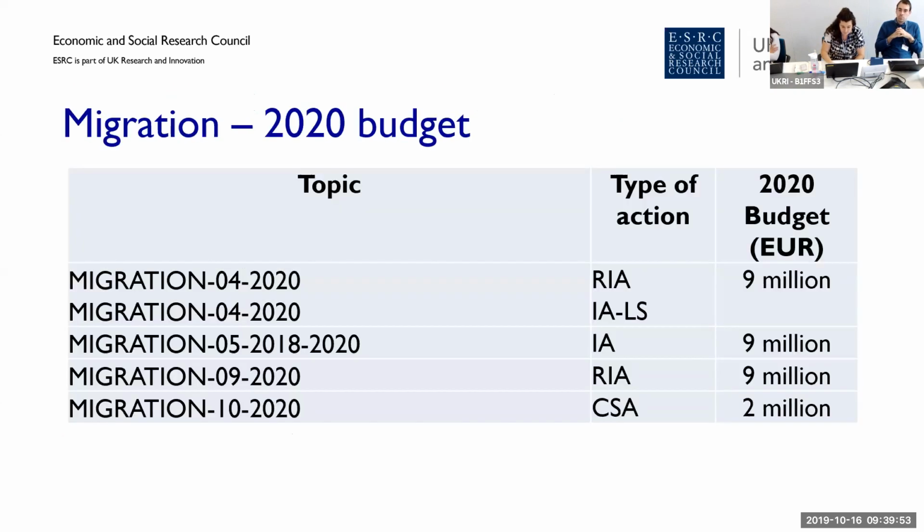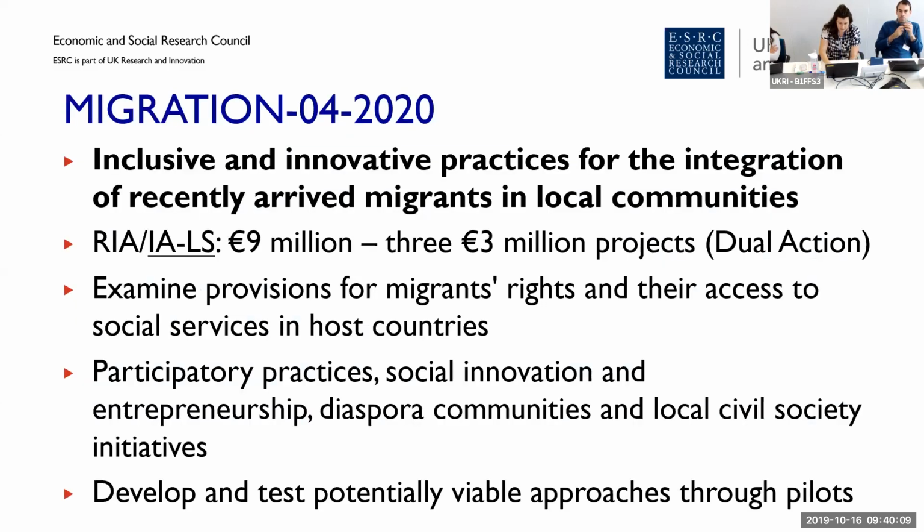Right, on to the topics themselves. This is the budget for migration in 2020. So there's 29 million euros available overall over these 4 topics, one of which is dual action. We'll start with that one.